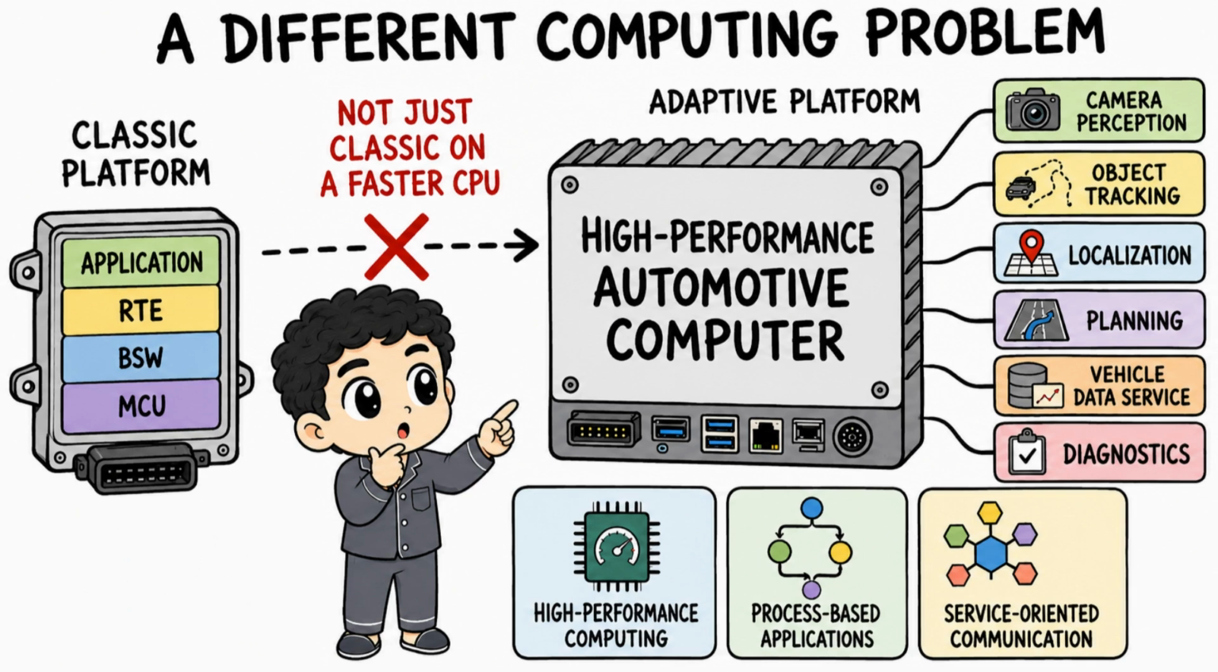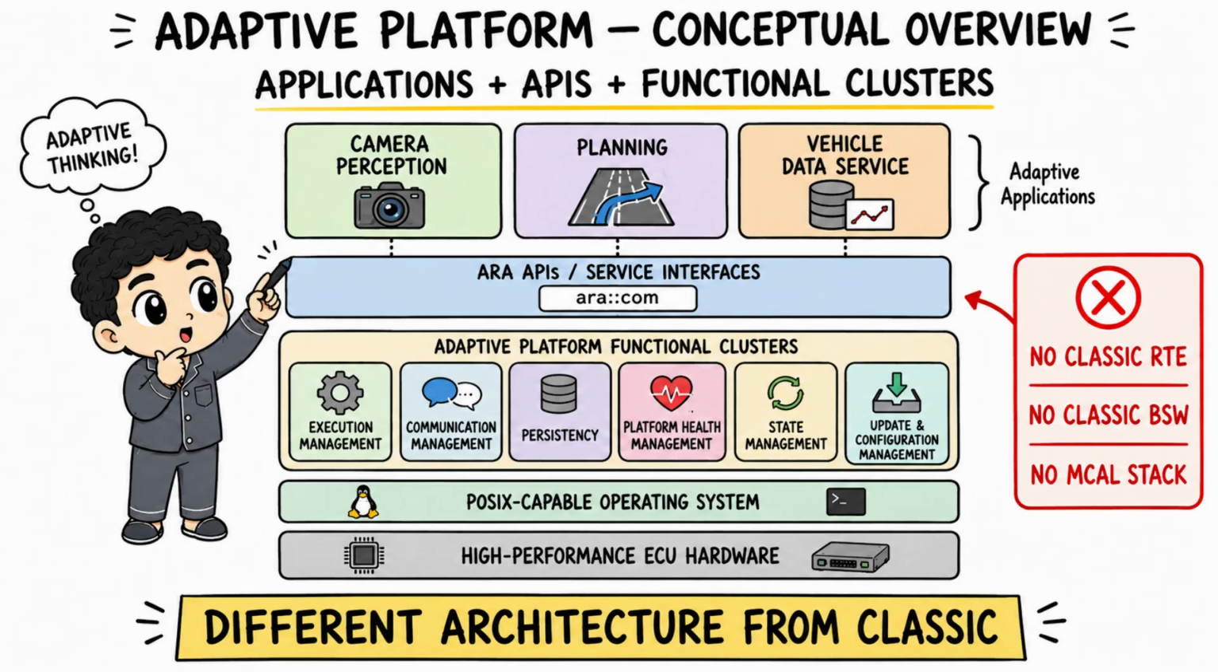AUTOSAR Adaptive Platform was created for a different class of computing problem. It is not classic AUTOSAR with a faster microcontroller. It is a different software architecture designed for high-performance automotive computers, service-oriented applications, process-based execution, and more flexible software lifecycles. Let's build the beginner mental map from the top.